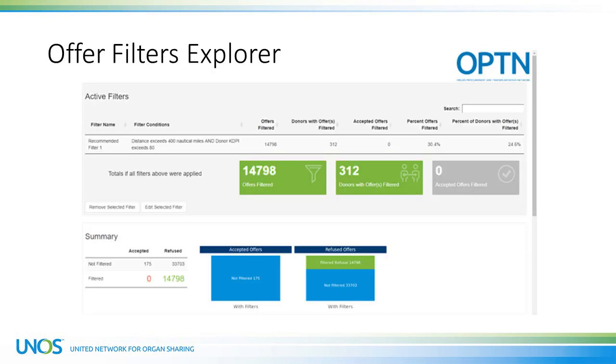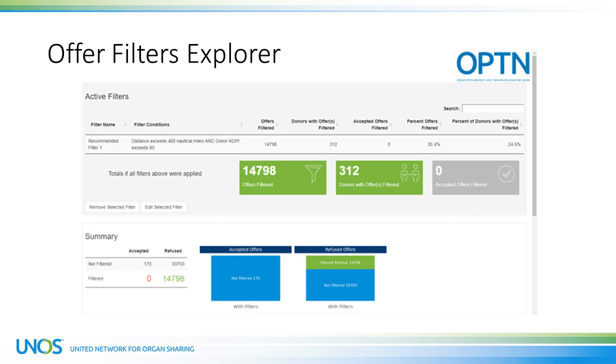As part of that, we gave the 29 pilot kidney programs that are in this initiative access to a tool that allows them to play with that data. This tool essentially allows them to go back over 2 years of offer history at their center and see what would have happened had they applied the recommended filters from UNOS, or even their own custom filters, over that time period. In this particular instance, you can see that the given filter, which I believe deals with any kidney coming from greater than 400 miles away where the KDPI was greater than 80, would have filtered off 15,000 offers that this center received.